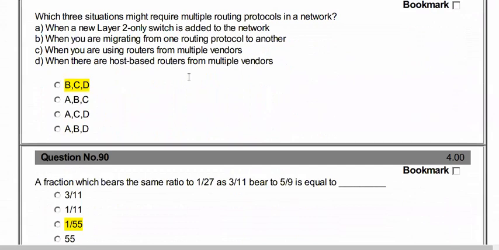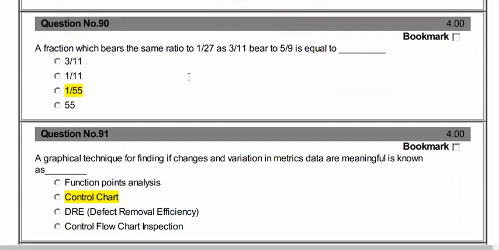Which three situations might require multiple routing protocol in a network? Option A is right, that is B, C, and D are the right options. When you are migrating from one routing protocol to another, when you are using routers from multiple vendors, when there are host-based routers from multiple vendors. In all these three conditions, we need more than one routing protocol. A fraction which behaves the same ratio of 1 by 27 as 3 by 11 behaves to 5 by 9 is equal to dash. Option C is right, 1 by 55.